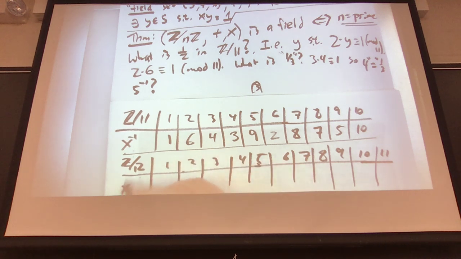Okay? X inverse. Inverse of 1: 1 times what is 1? 1 times 1 is 1. Okay. Inverse of 2: 2 times what is 1 more than a multiple of 12? There's no inverse. Why? Because 12 is not prime.